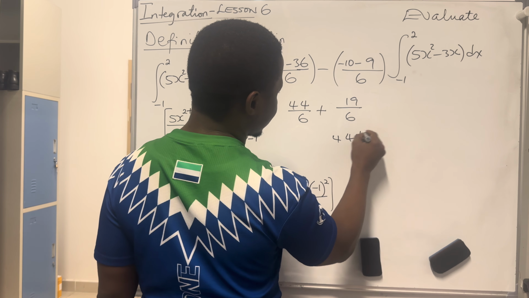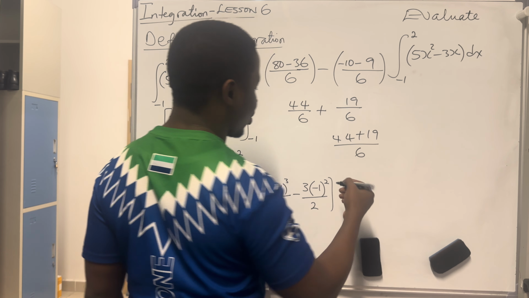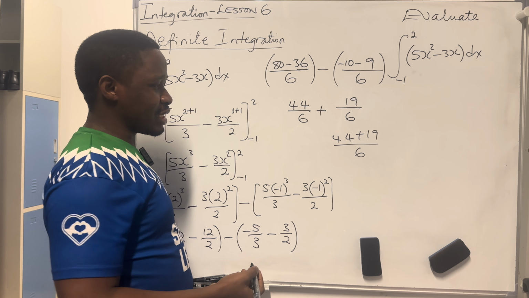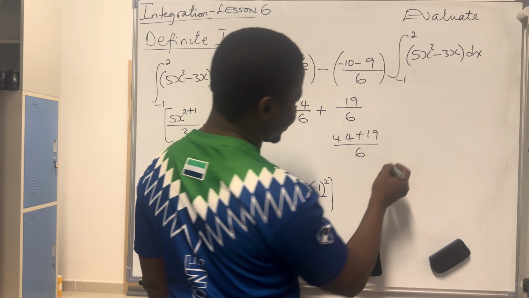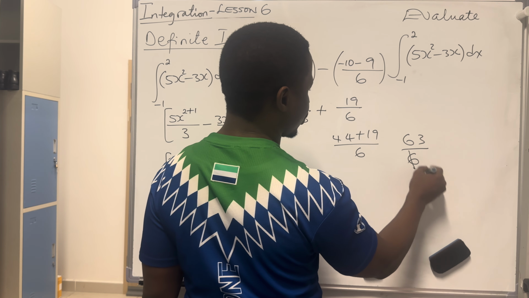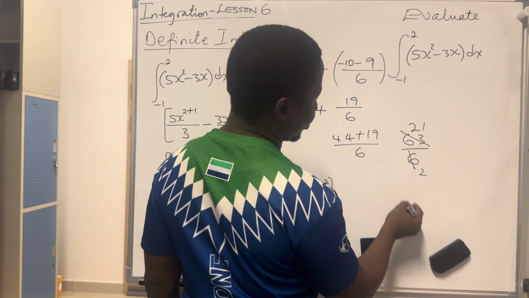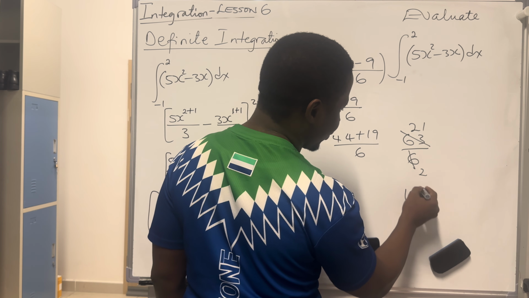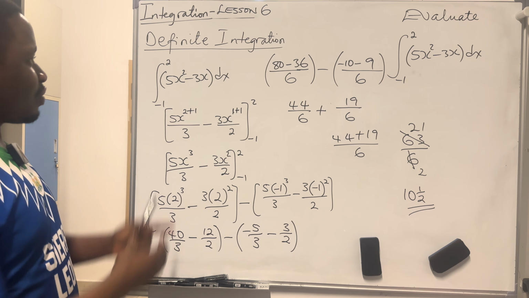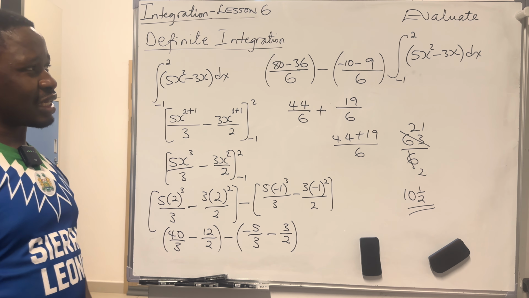So 44 plus 19 over 6, because the denominators are the same. So 44 plus 19 is what? 63 over 6. 3 times 2 is 6, 3 times 21 is 63. What is that? It is 10.5, or 10 and a half. So this is the result we get for this definite integral that we performed.